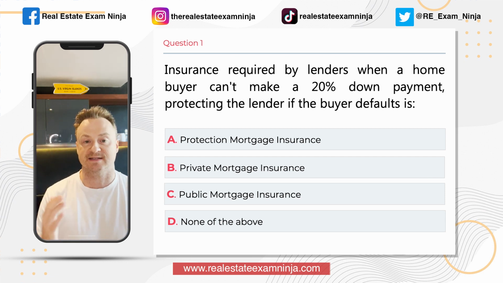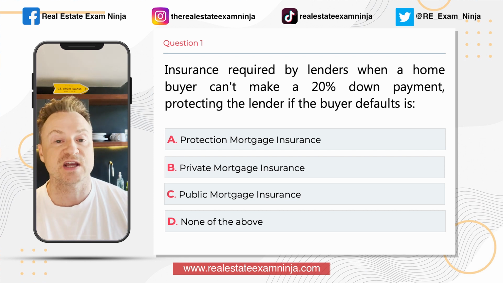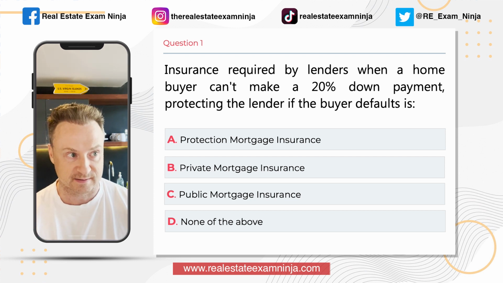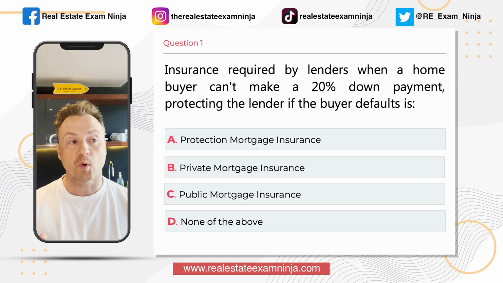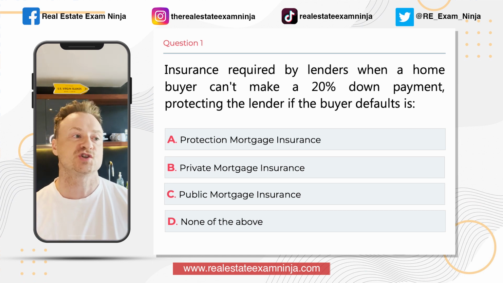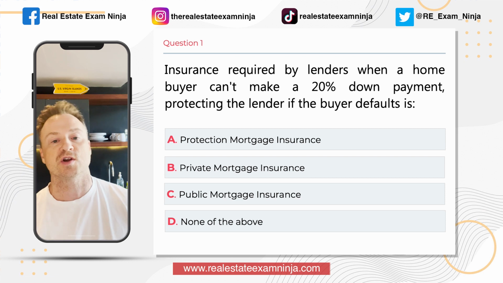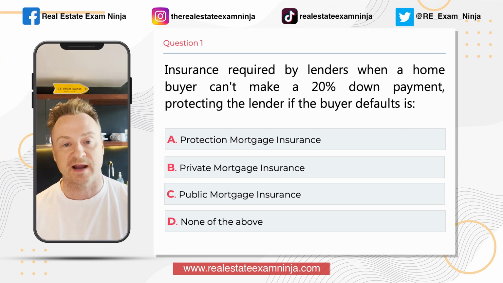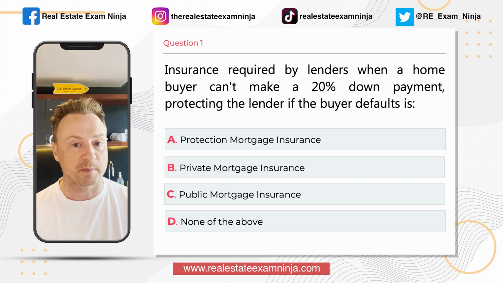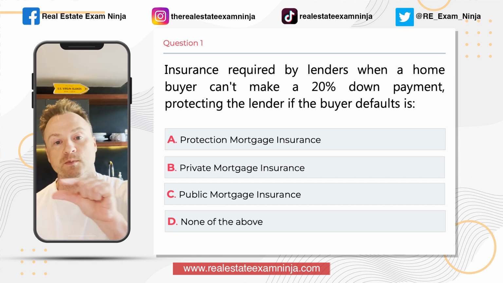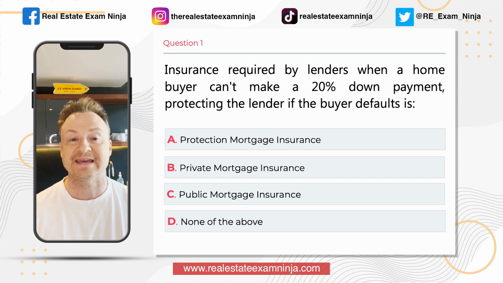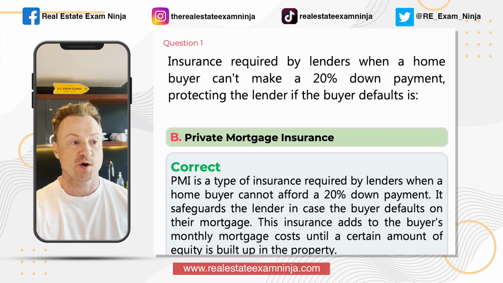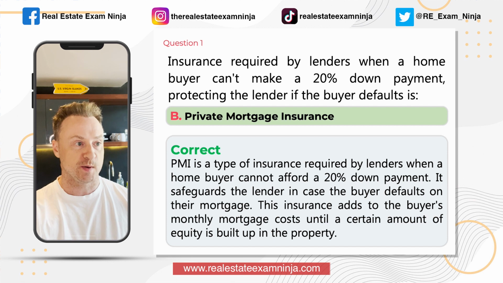So if you do less than 20%, there's an insurance fund that the banks have, and that's called what? Is it protection mortgage insurance, private mortgage insurance, public mortgage insurance, or none of the above? If you've ever bought a property and did not have 20% to put down, you probably know this because it's a line item on your mortgage statement, and it's called PMI, private mortgage insurance. I already explained it, so we'll keep going.